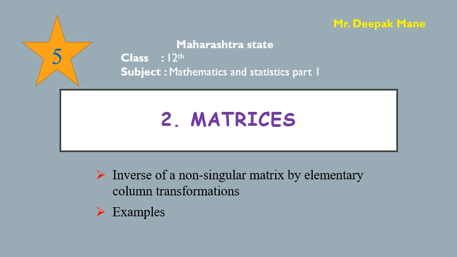by elementary row transformation. And today we are going to discuss steps which are used to reduce given non-singular matrix into identity matrix by elementary column transformation. And then we are going to find inverse of given non-singular matrix by elementary column transformation. So let us start.